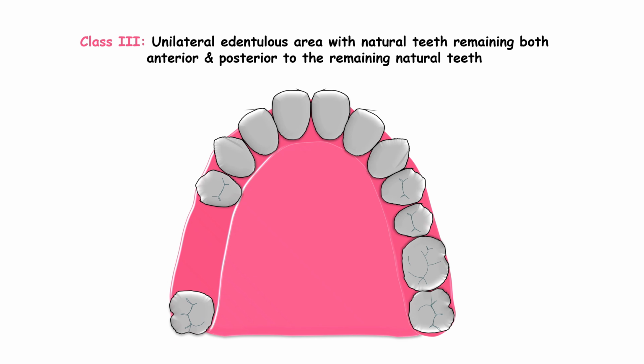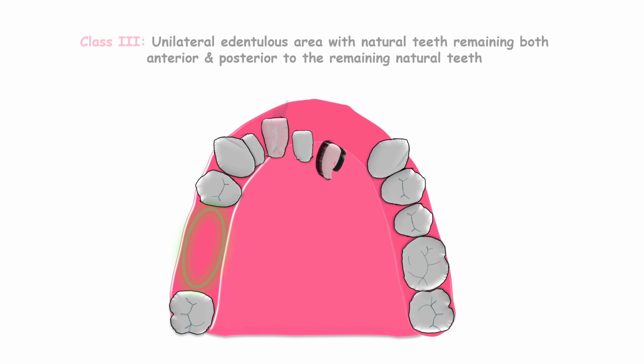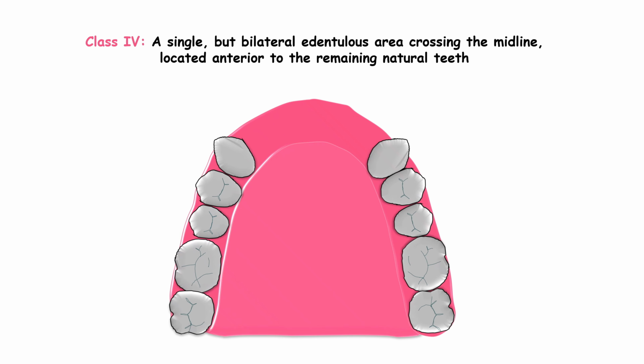Class 3 states that unilateral edentulous area with the natural teeth remaining on the anterior and posterior side. This is the edentulous area in which there are adjacent teeth present anteriorly and posteriorly. Class 4 states that single bilateral edentulous area which crosses midline located anterior to the remaining natural teeth.